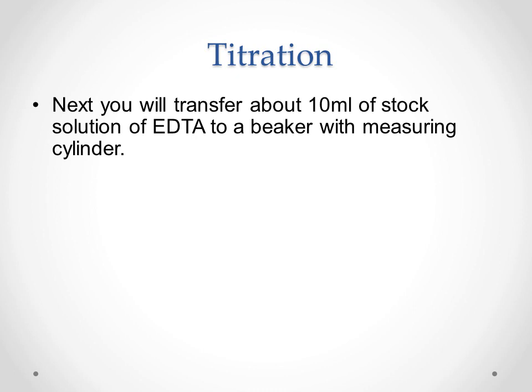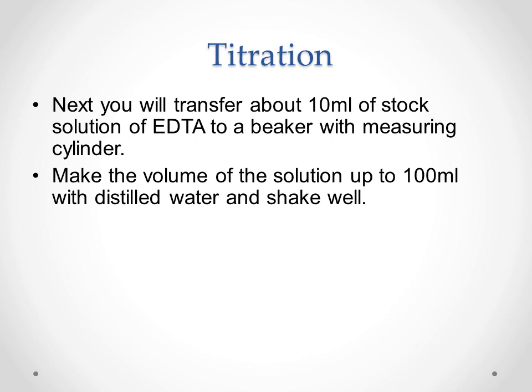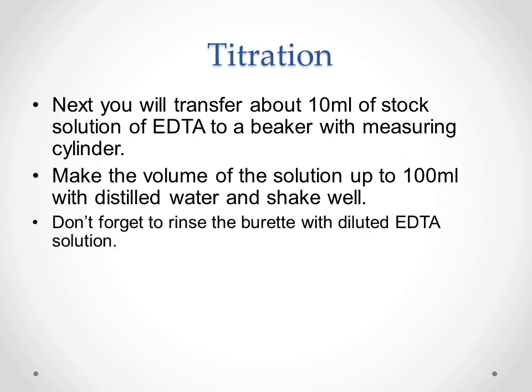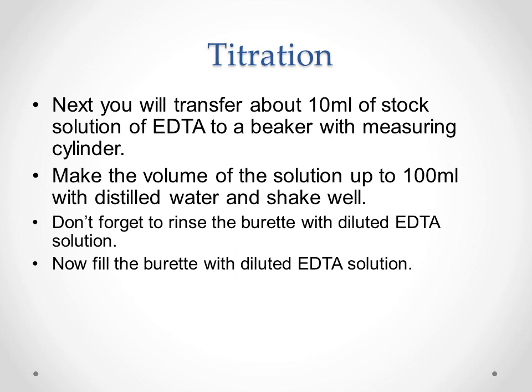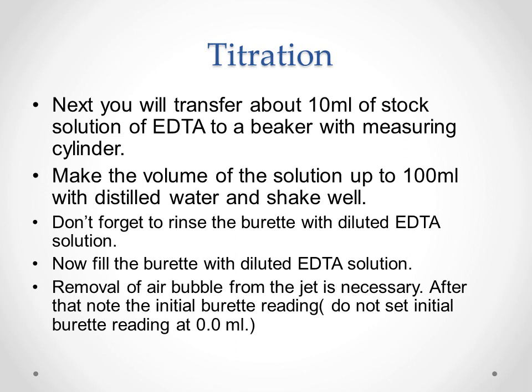Next, you will transfer about 10 ml of stock solution of EDTA to a beaker with a measuring cylinder. Make the volume of the solution up to 100 ml with distilled water and shake it well. Don't forget to rinse the burette with diluted EDTA solution. Next, you will fill the burette with this diluted EDTA solution. Remove the air bubbles from the jet. After that, note the initial burette reading. It is not necessary to set the burette reading at 0.0 ml.